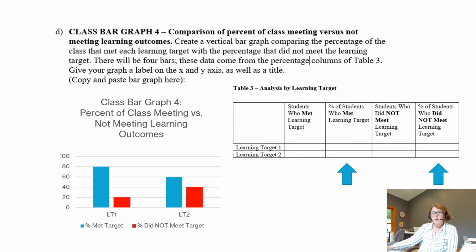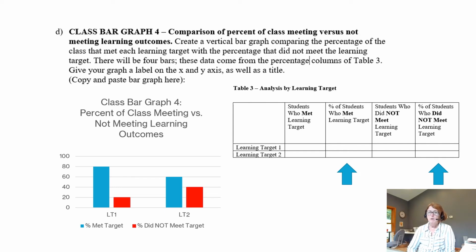Class bar graph 4 is a comparison of the percent of the class that met versus did not meet each learning outcome. So there are two learning outcomes. So what percent of the class met that learning outcome and what percent did not meet it? This comes from table 3. Again, I'm not going to give you the numbers, but if you look at the second column where the blue arrow is pointing and the last column where the blue arrow is pointing, you're going to see there are 4 cells there, 2 for learning target 1 and 2 for learning target 2.